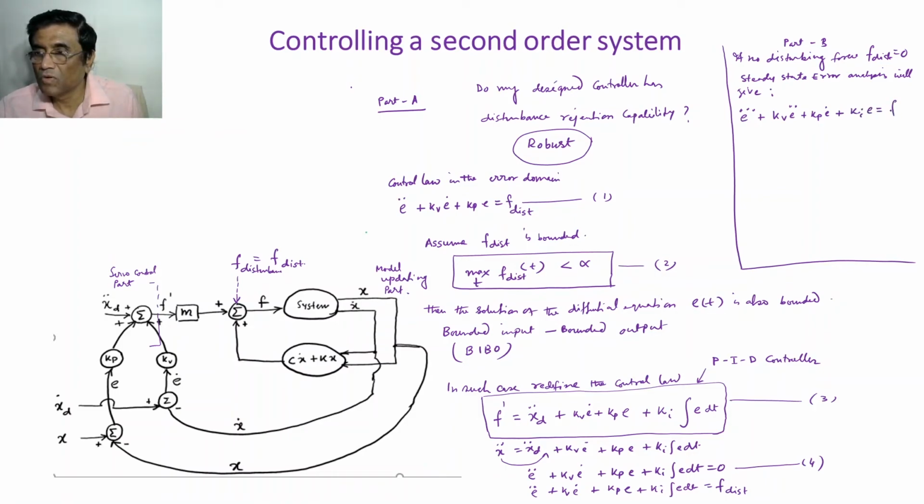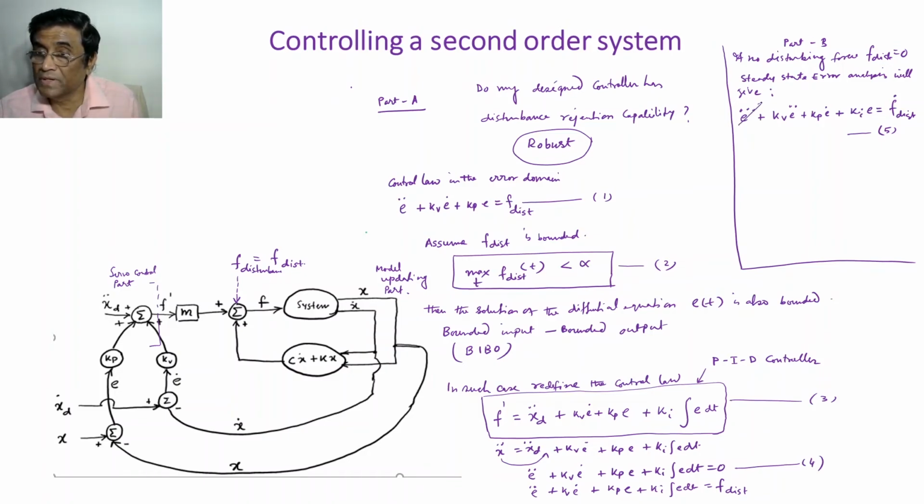Equal to e double dot. Now you see carefully, this is the aerodynamic equation when there is a disturbing force, and I have taken it for steady state analysis. I have taken it to another order, I have differentiated that equation with respect to time again, and now I am doing steady state error analysis.